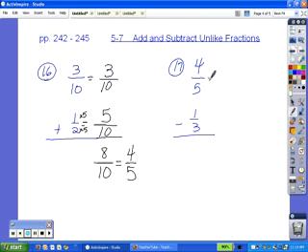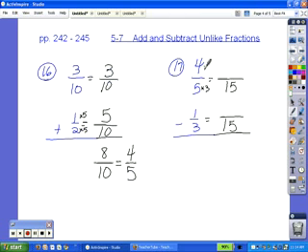For number 17, we need to find common denominators and write like fractions first. Start with the higher denominator, 5. 3 can't go into 5, so we have to keep listing our multiples of 5 until we find something 3 can go into. 5 times 2 is 10, but 3 can't go into 10 either. 5 times 3 is 15. 3 can go into 15, so 15 is our least common denominator.